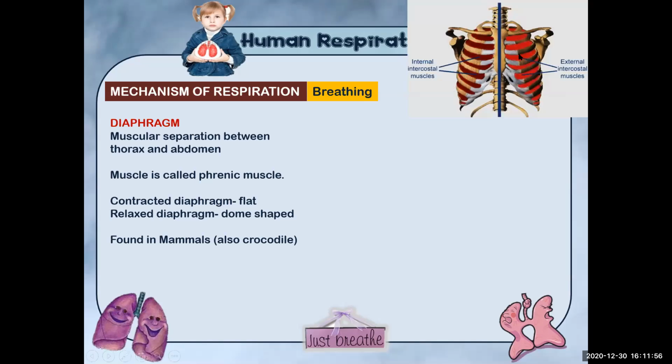Okay. Now there are muscles between the ribs. In our last class I taught you ribs. Ribs were also called costa. There are muscles between the ribs. Those muscles are called intercostal muscles. So when I dissect the human body, I am going to see intercostal muscles between the ribs. They are called external intercostal muscles.